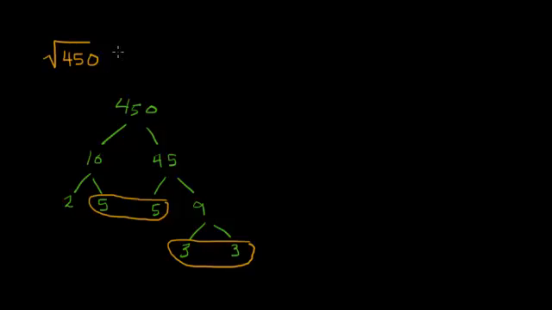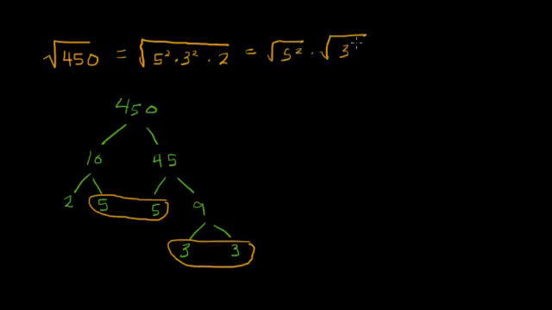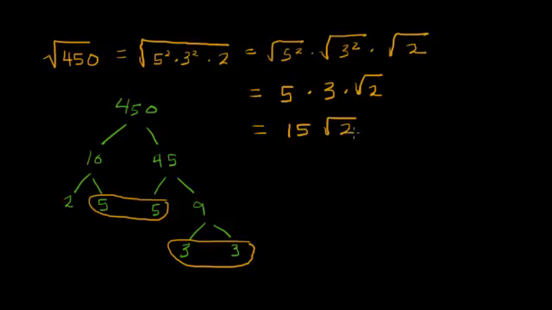So I could come back up here and say, okay, well, this is the square root of 5 times 5, or 5 squared, times 3 times 3, or 3 squared, times 2. Or the square root of 5 squared times the square root of 3 squared times the square root of 2. And of course the square root of 5 squared is 5, the square root of 3 squared is 3, and the 2 does not have any perfect square factors, so it remains under the radical. And we get 15 times the square root of 2.